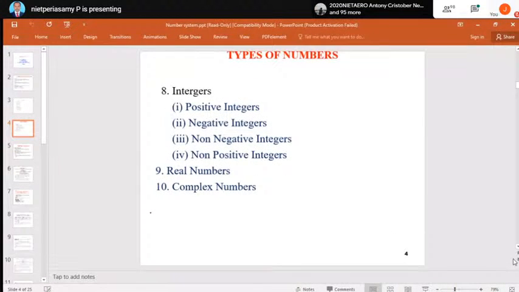Again, the integers are divided into 4 categories: positive integers, negative integers, non-negative integers, non-positive integers. And the ninth one is real numbers.